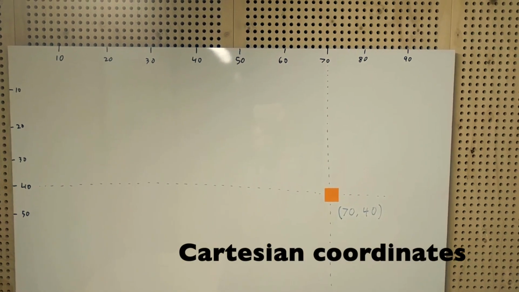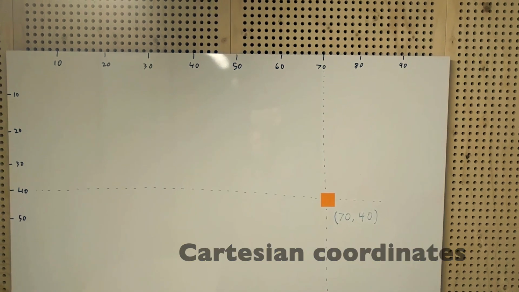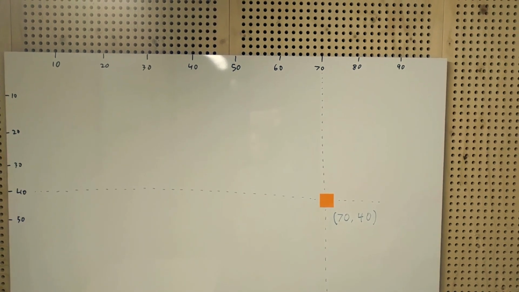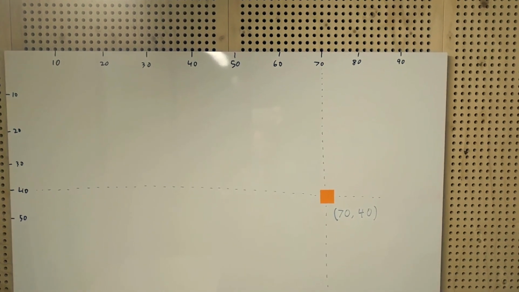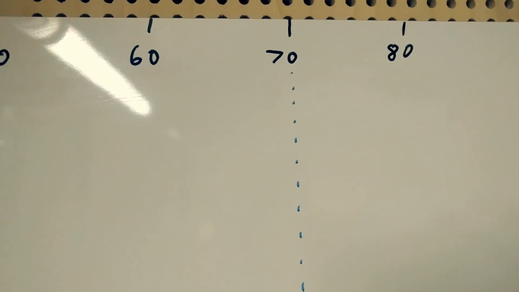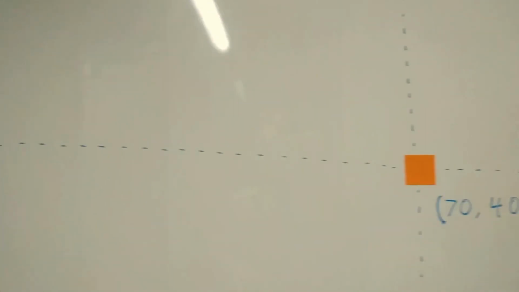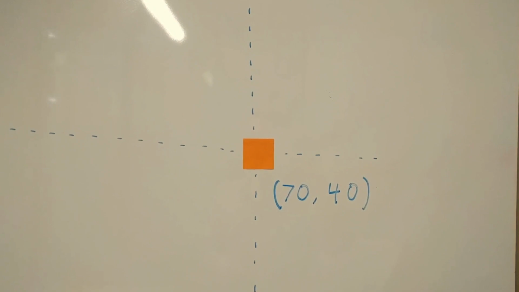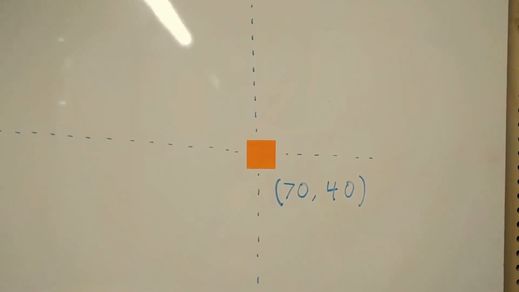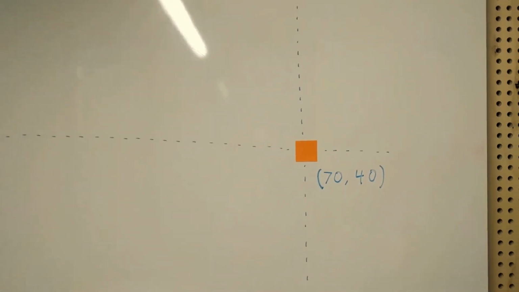A simple approach is to use some coordinates based on one of the corners. I've chosen the top left-hand corner, and you can see that it is 70 centimeters from the left and 40 centimeters from the top. So the location of the square can be described as 70, 40.